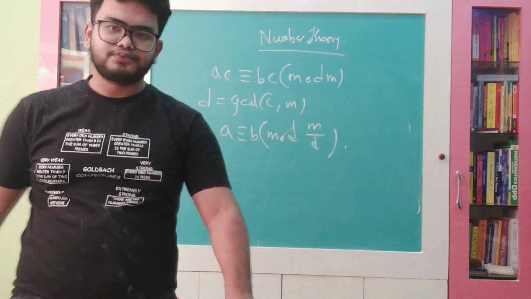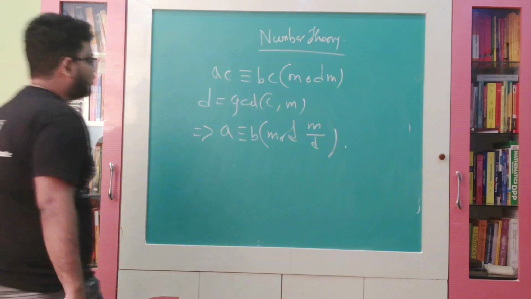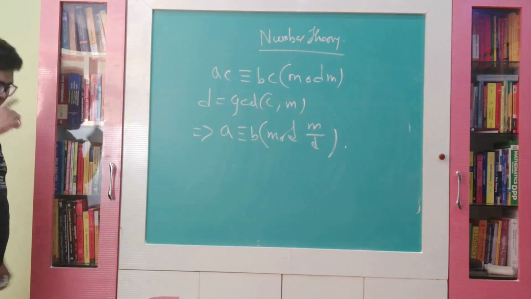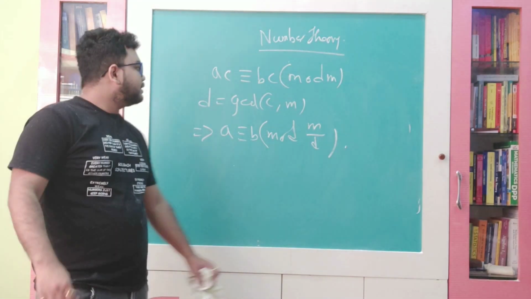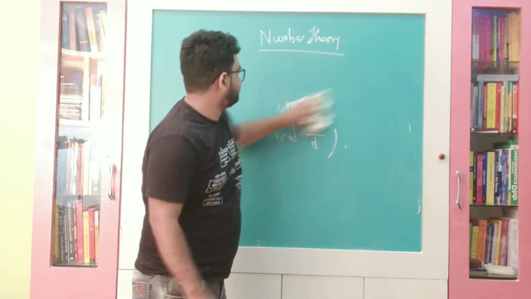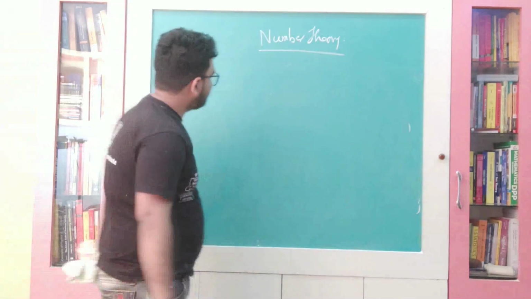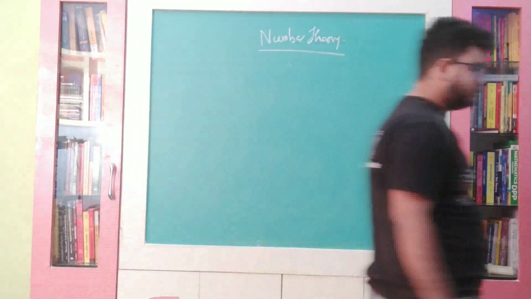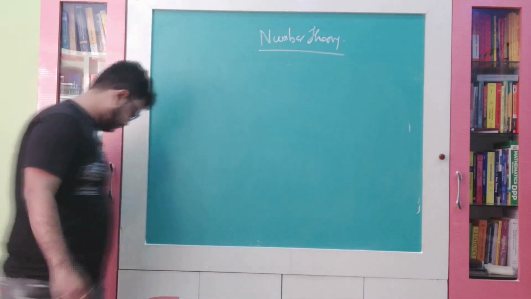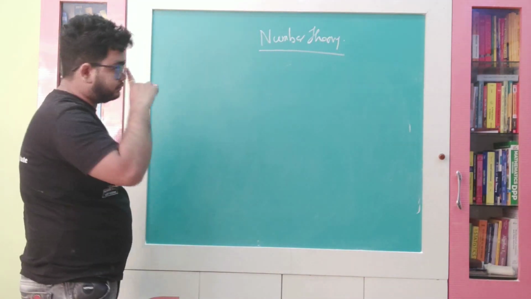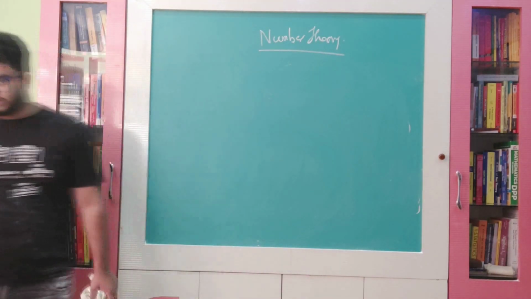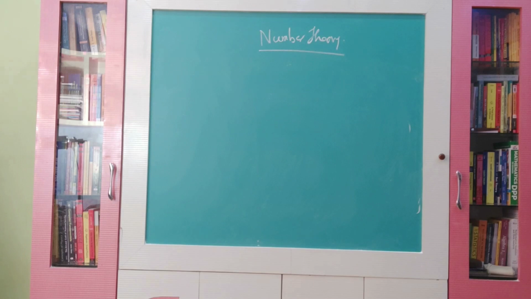Okay, A congruent to B mod M by D. What is the meaning? See?